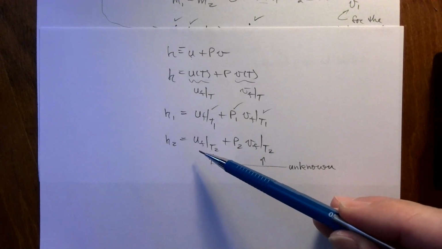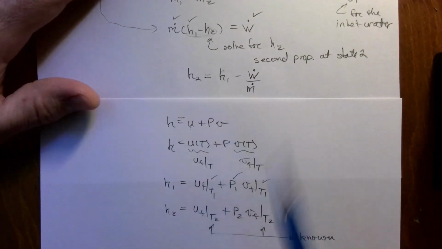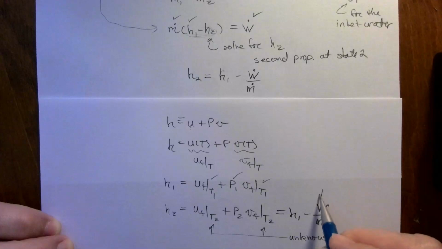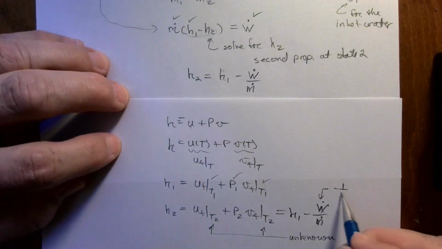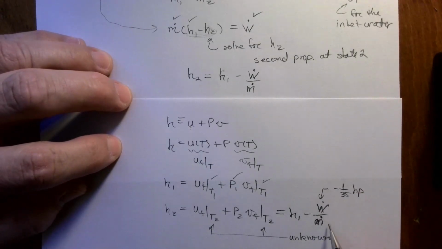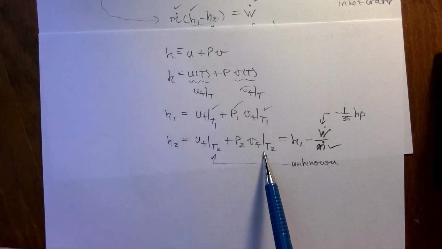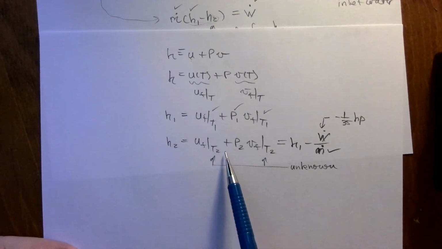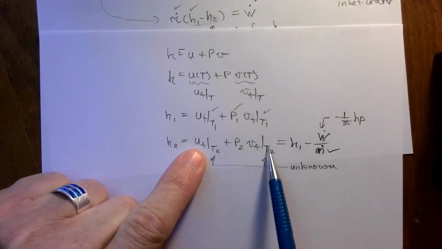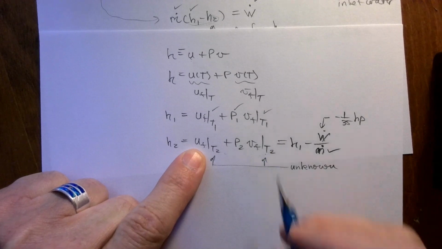So what you have to do in this case is use this expression for H2 with this up above. This is also equal to H1 minus W dot over M dot. That W dot, excuse me, is minus 1 over 35 horsepower. I don't have a number for it, but you have a means to compute that M dot. So now you could go to the tables and make a guess for what T2 is. With that T2, determine a U_f and a V_f, and put it into this equation to see if it satisfies this. Eventually you'll be able to find a T2 through iteration.